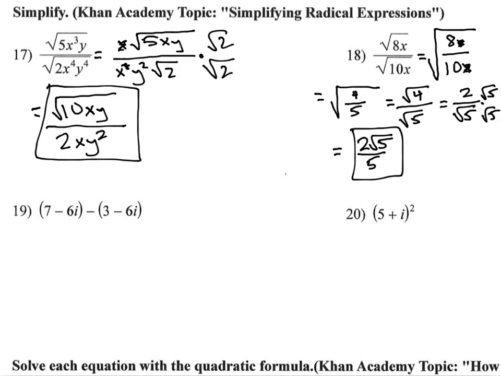Number 19, i, complex number, square root of negative 1. So pretty much we just want to treat i as a variable, except when we have any exponent on the i, such as i squared is negative 1, i to the third is negative i, i to the fourth equals 1, and so on and so forth.